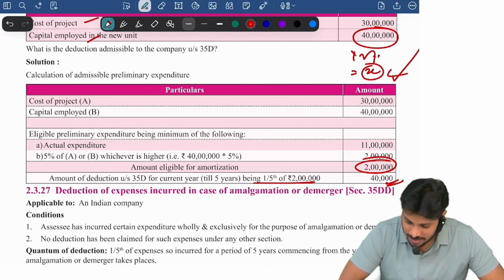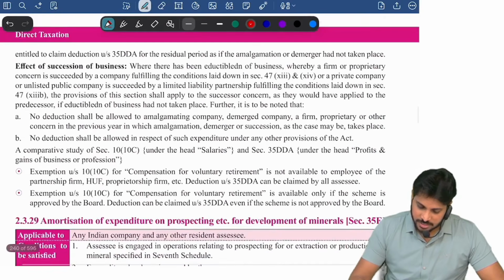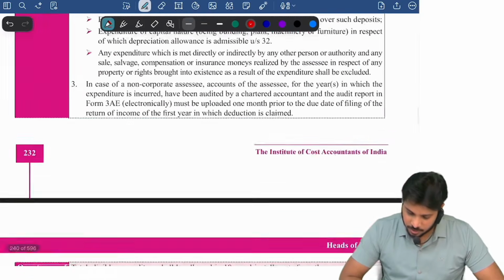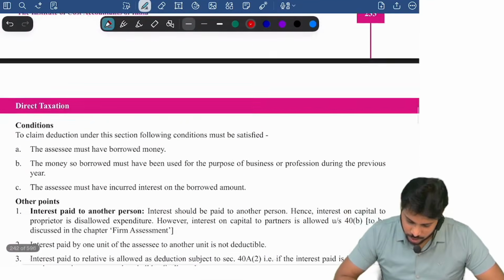Over. Next. Amalgamation or demerger, capital expenditure under VRS, these are all over 5 years. Yes or no? Amortization expenditure of prospecting for development of minerals. Again, leave this provision, not required. We don't have problems also, but not required.